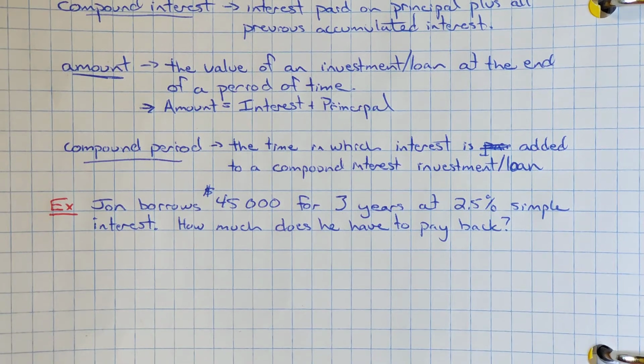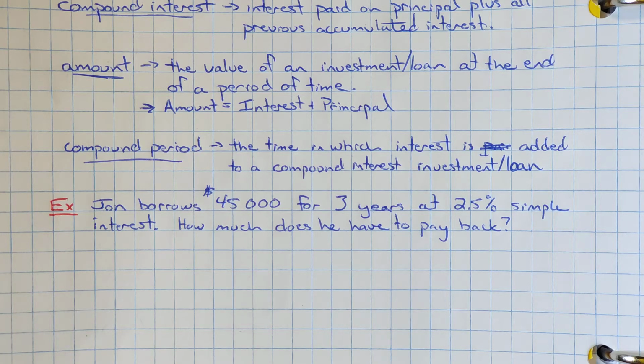The last concept here, term that we want to cover in this section, is the compound period. And this is just the time in which the interest is added to a compound interest investment or loan. So this only has to do with compound interest, not with simple interest. But if you invest, or say you borrow from your credit card, you use your credit card, and so the period might be, and in that case is monthly. Every month they calculate interest on your money owed. And so the period is monthly. And so that's how often it's happening.